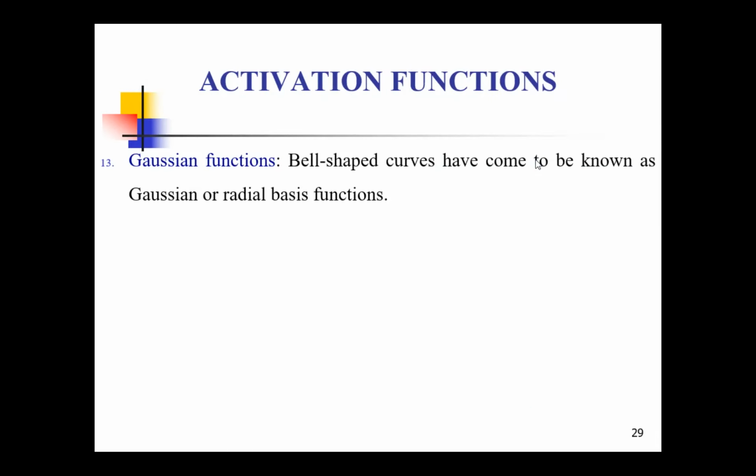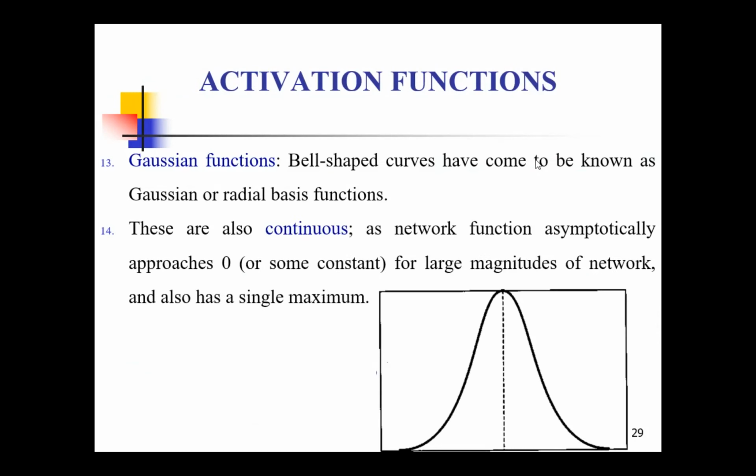Then we have the Gaussian functions. We know Gaussian is a bell-shaped function. These are continuous in nature. These Gaussian functions have a single maximum and larger magnitudes of networks. You can see that depending upon the lower and the upper limits, the magnitude changes.